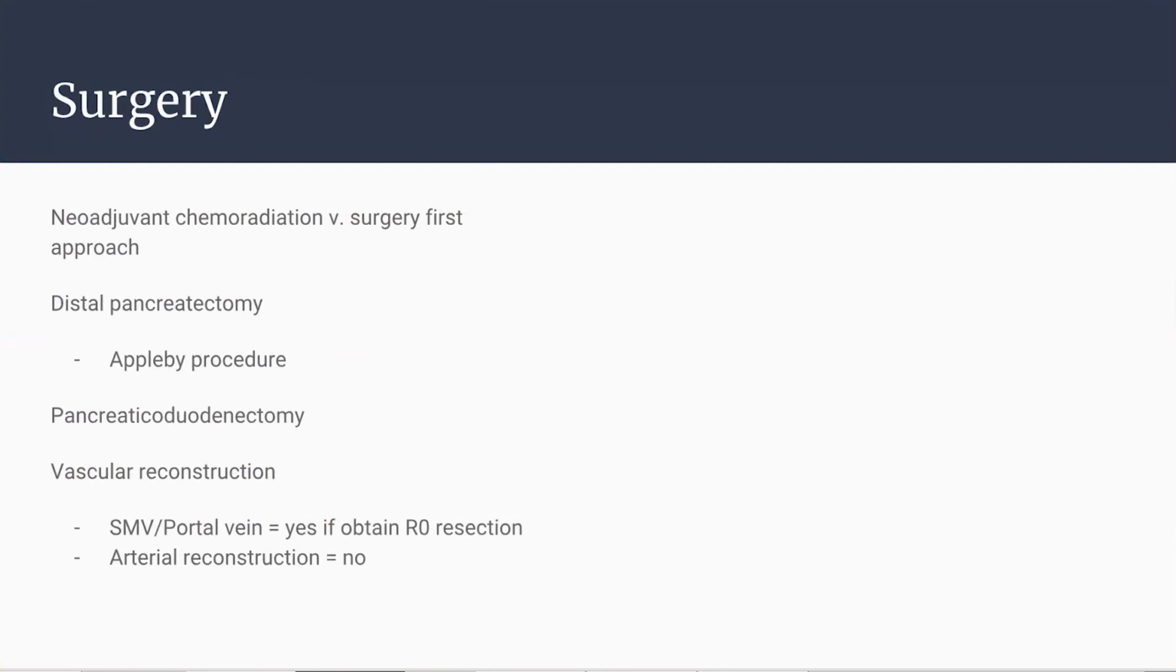that all microscopic disease can be removed with clear margins, then doing a vein resection has the same outcomes as an R0 resection without a vein resection. This cannot be said for arterial resections and is therefore not recommended at this time and is not standard of practice at our institution.